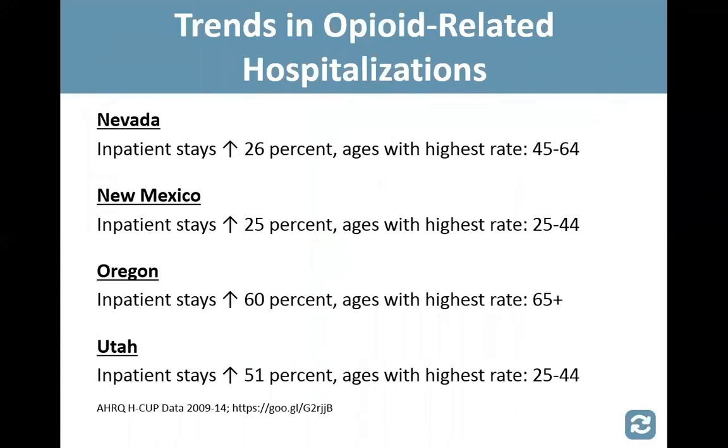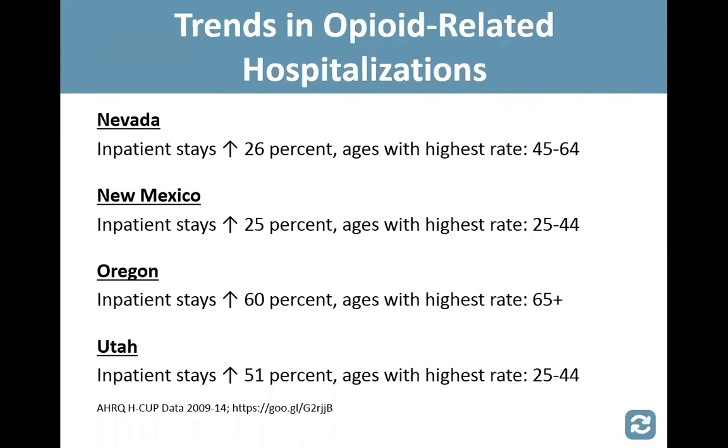For our particular four states, we can see that hospitalizations related to opioids are not purely among those over age 65. Oregon has seen a huge increase in hospitalizations for opioid treatment, for opioid complications for those over age 65. But you can see that in New Mexico, that increase is more prevalent among young adults. Same for Utah, and in Nevada, it is more increased for the middle-aged and older workforce, mainly males, resulting often in suicides and other serious complications. Next slide.